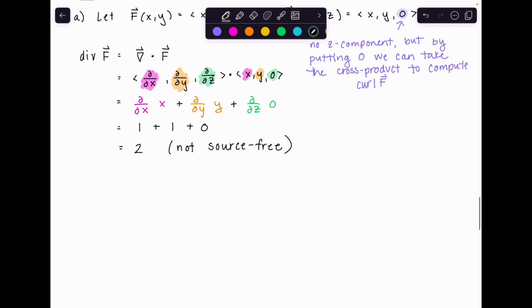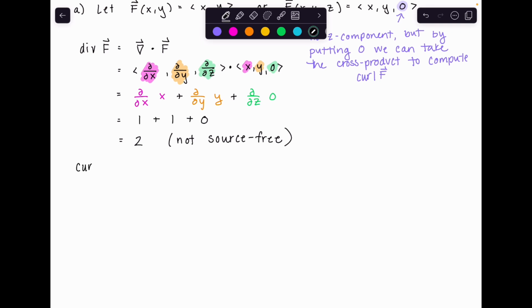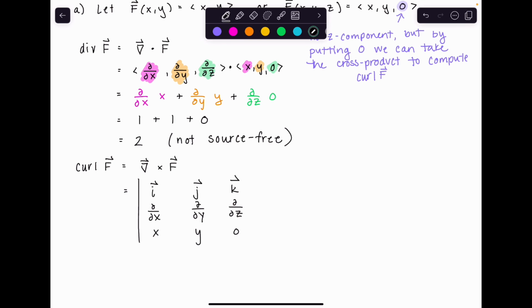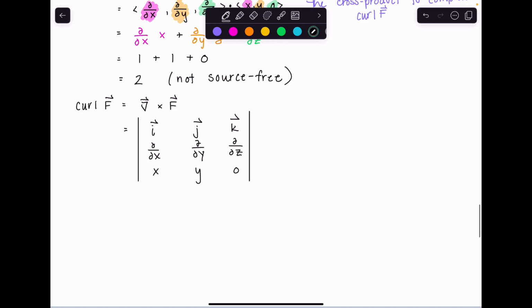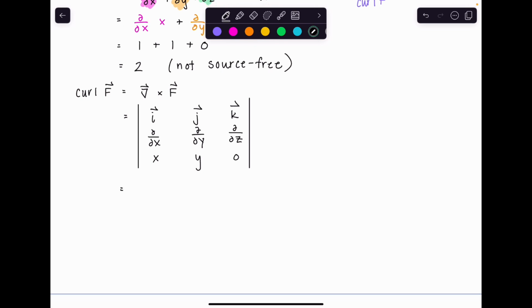Okay, so now let's do the curl of this vector field. And instead, I'm going to take the cross product of these 2. So again, set this up. i, j, k are del operators. And then our vector field is x, y, 0. Okay, so going through each of these, I'm going to go ahead and just jump right into that final piece.